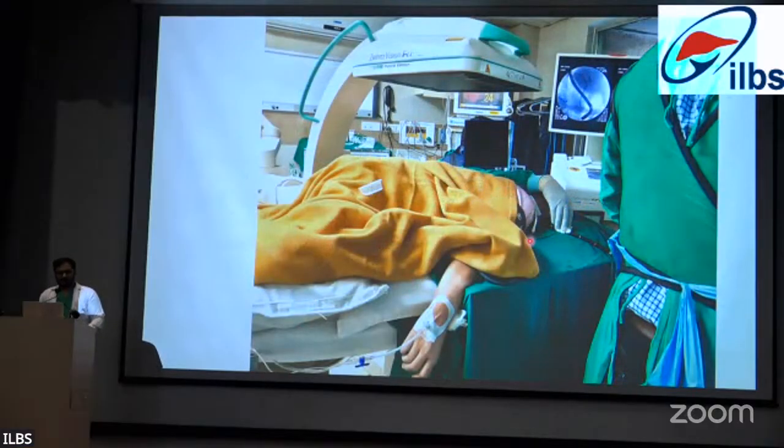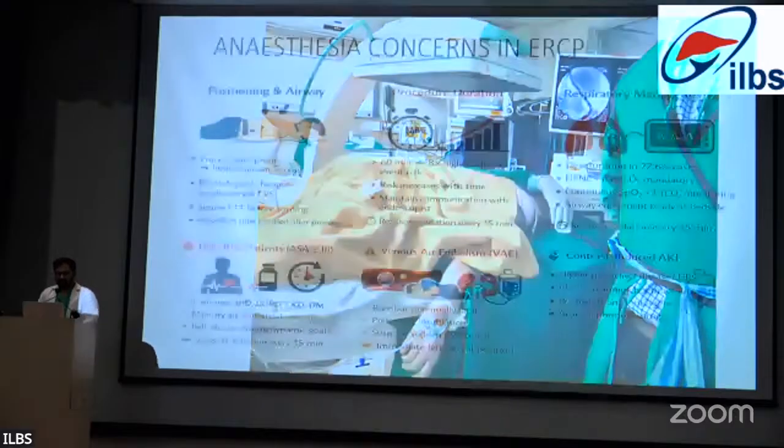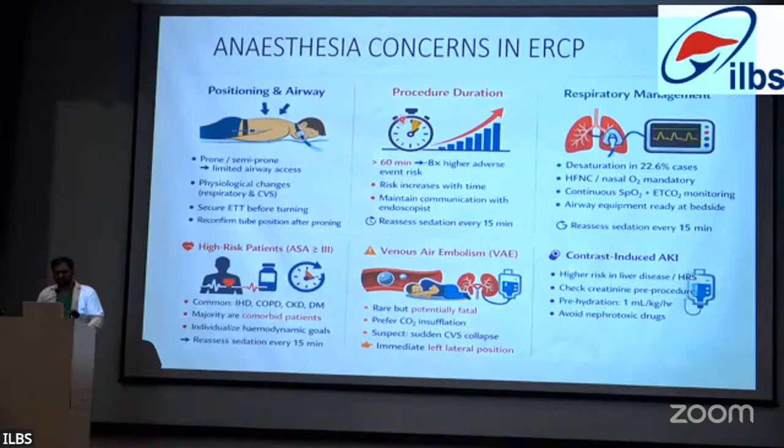Now we can see the patient is prone or semi-prone during these procedures, which can change the physiology of the patient. So what are the considerations in ERCP? As I told, the position is going to be either prone or semi-prone. So there is going to be limited airway access, and it is going to change the respiratory and CVS physiology. And there can be position change midway during the procedure. So anytime we are doubtful about the airway, secure the ET tube before turning the patient and reconfirm the tube position before proning.